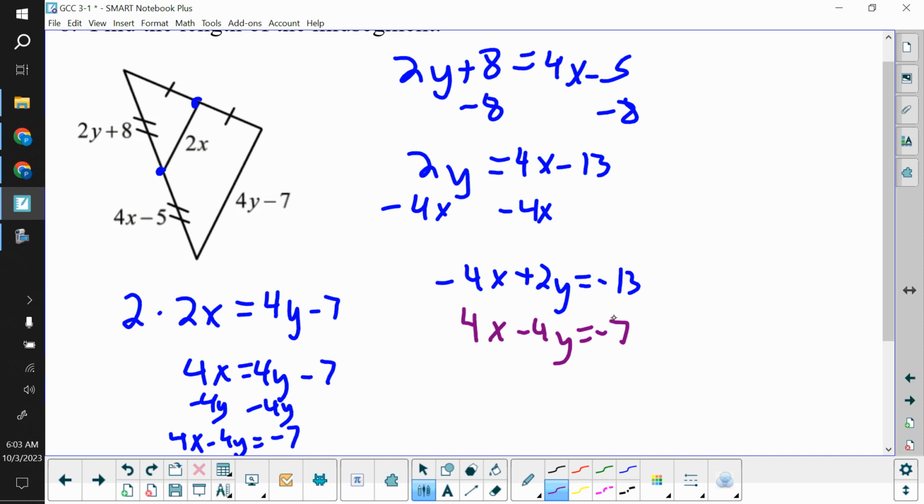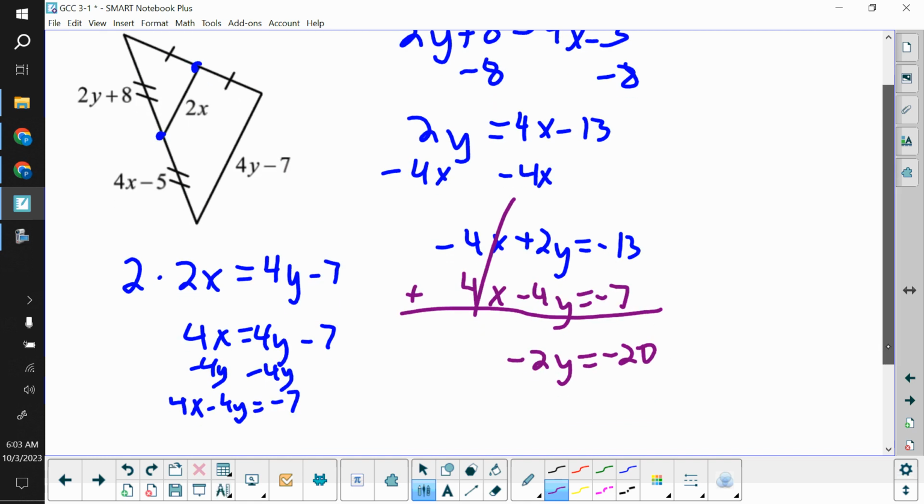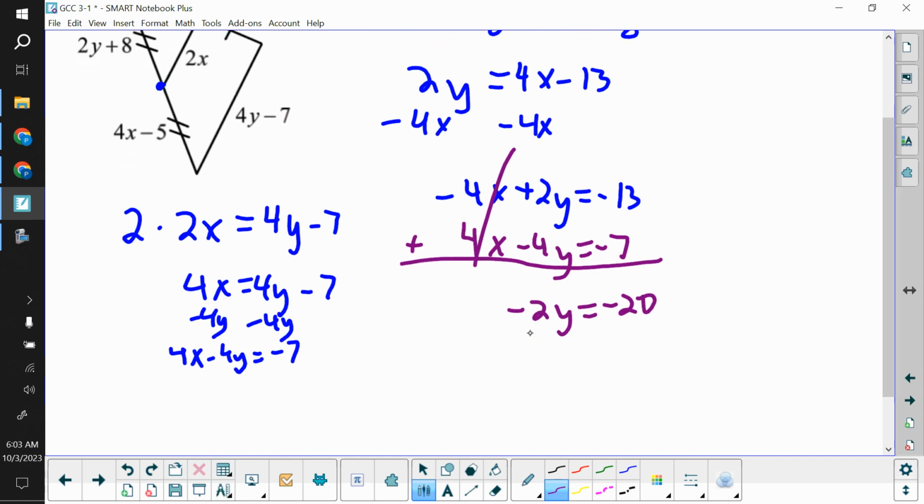And conveniently, the x's already have the same number but different signs in front. So we don't have to multiply anything, we can just add them together. The x's wipe out, we'll get negative 2y equals negative 20. We'll divide by negative 2 to give us y equals 10.